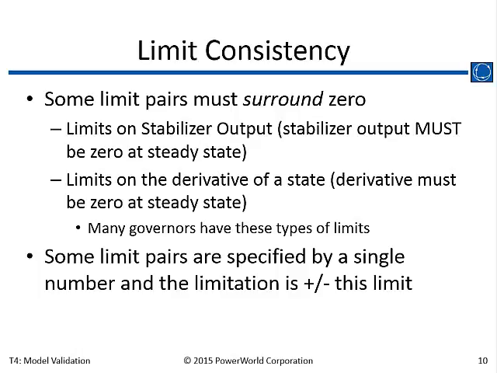Limits on the derivative of a state have to be such that the derivative must be 0 at steady state. Governors have those types of limits. In steady state, for example, on a hydro governor, if you're looking at how fast the valve is changing its rate, it can't be changing in steady state, because that's not steady state. Some limit pairs are specified by a single number, and the limitation is plus minus of that limit.